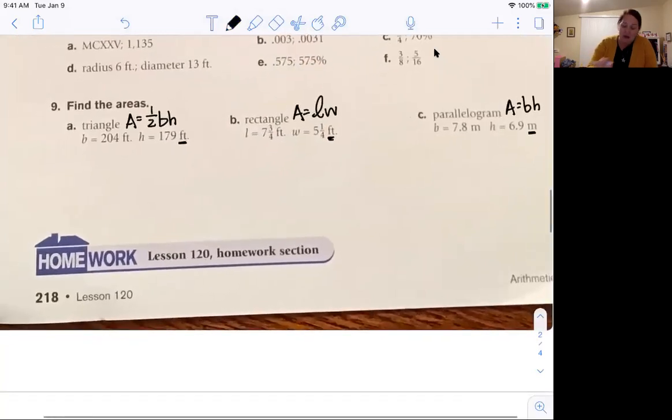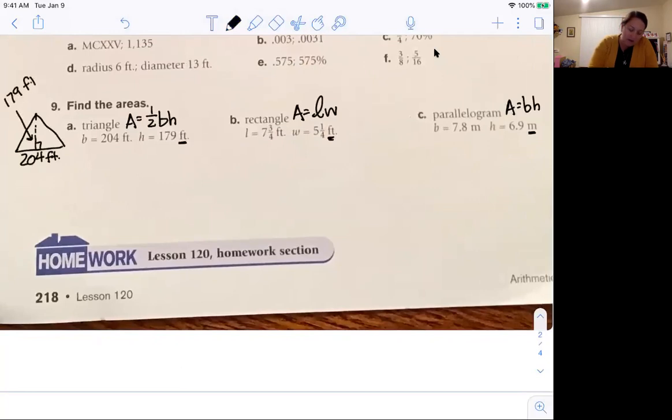Now, number 9, I want to draw a picture first. So here's my triangle. I have a 204-foot base and, I'm just going to draw an arrow to here, a 179-foot height. Let's go ahead and multiply it out. Area equals 1/2 base times height. Area equals 1/2 times 204, because that's my base, times 179, which is my height.